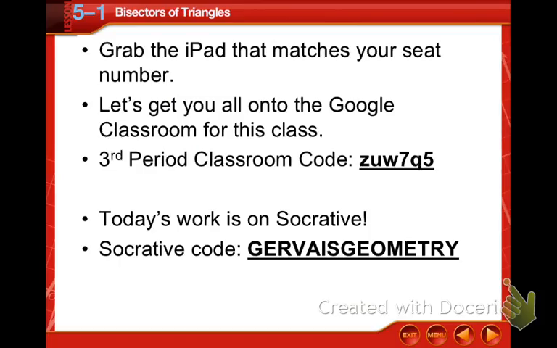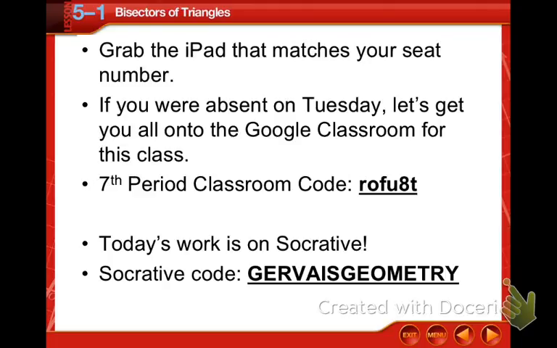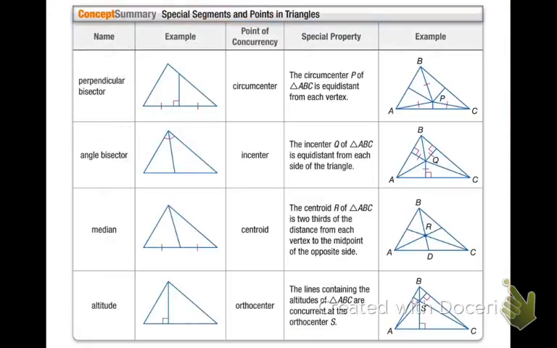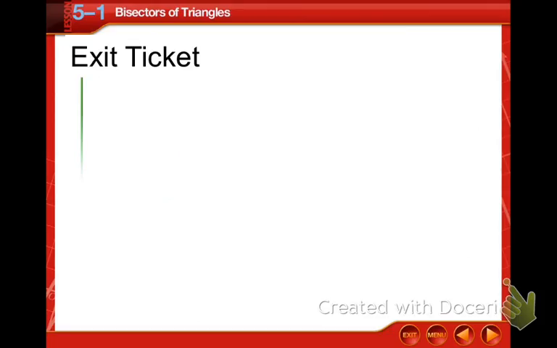So, again, get everybody into Google Classroom and on Socrative. Here's all of these together: the perpendicular bisector, angle bisector, median, altitude, and what they form when they go together. Perpendicular bisectors form the circumcenter, angle bisectors form the incenter, medians form a centroid, altitudes form the orthocenter, and then what's special about them and an example. Here's your exit ticket.